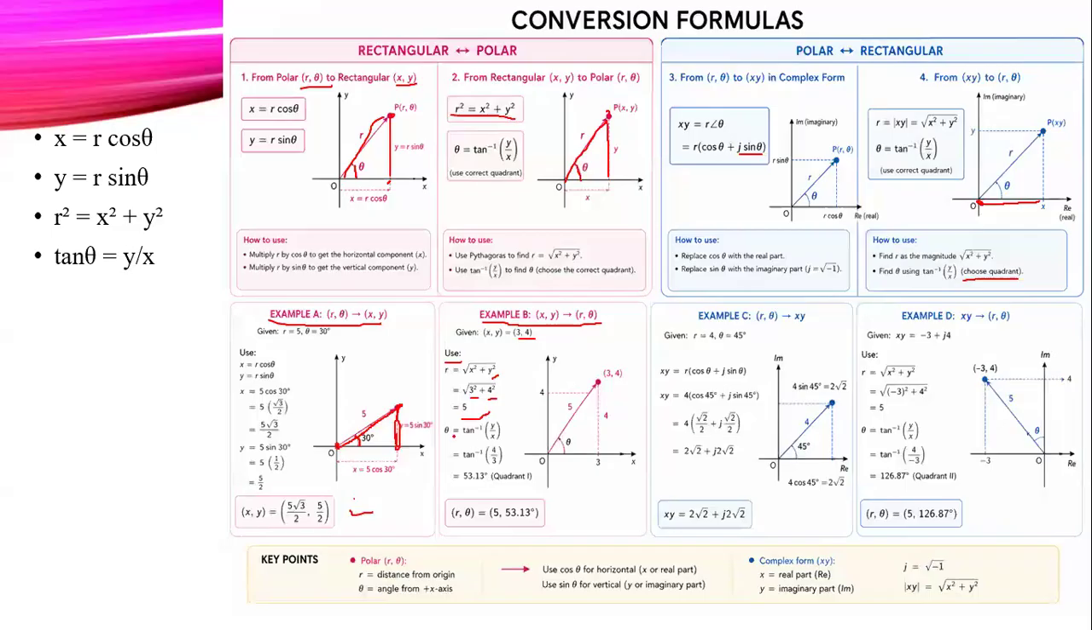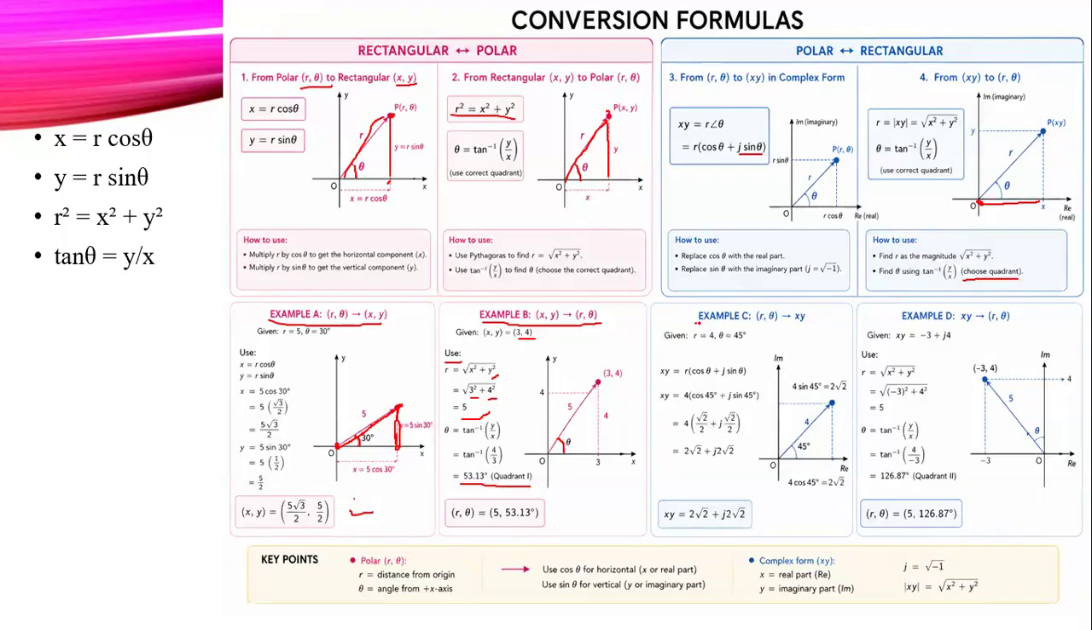So theta now, we use the formula for theta, where theta is equal to tan inverse y upon x. So where we see y, we put 4. Where we see x, we put 3. So when we take tan inverse of this, we have 53.13 degrees. And this will fall in quadrant 1. So somewhere here is where our answer will be, where we have 53.13.